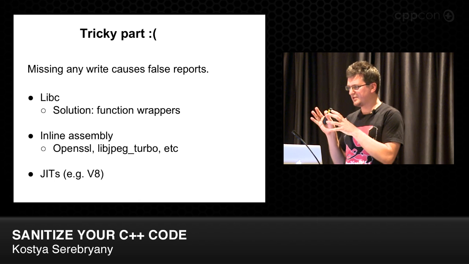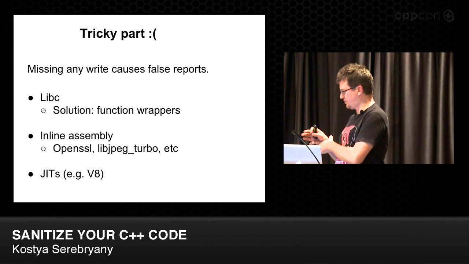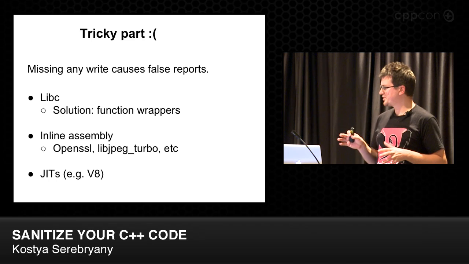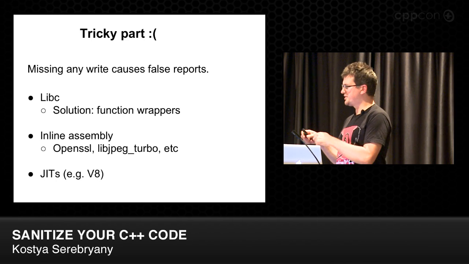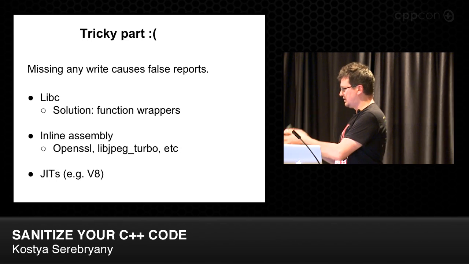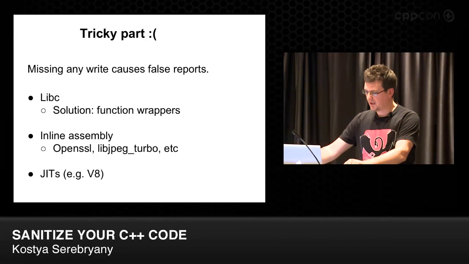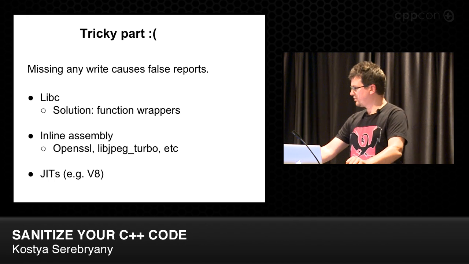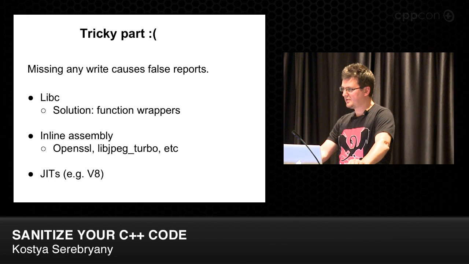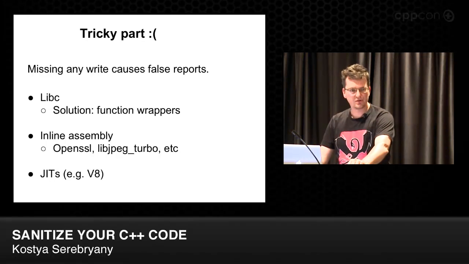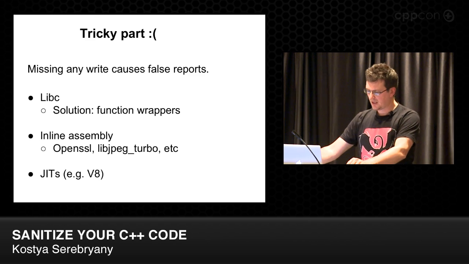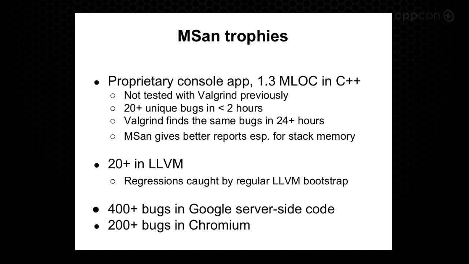Because libc is a fixed thing, we know the interface, we know what the functions are doing, and we tell MemorySanitizer what each libc function does. Again, there is the problem with inline assembly, and that problem we don't have a solution for yet. We just simply have to disable inline assembly where possible. And then there are JITs that generate code on the fly, which we don't instrument. This is painful, but at least we solved this problem for Chrome, which uses a JavaScript JIT called V8.